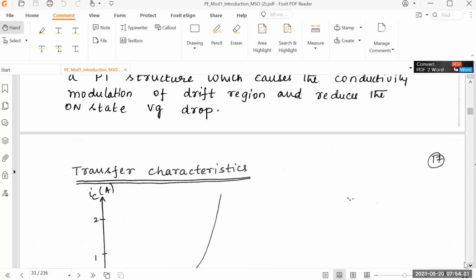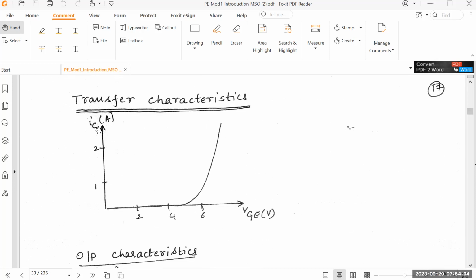Now transfer characteristics. This is the transfer characteristics between the current and the voltage: the voltage between the gate and emitter, and this is the collector current. Initially you will not have any kind of current. Why? Because the transistor has to turn on. The transistor hardly turns on over here at 5.